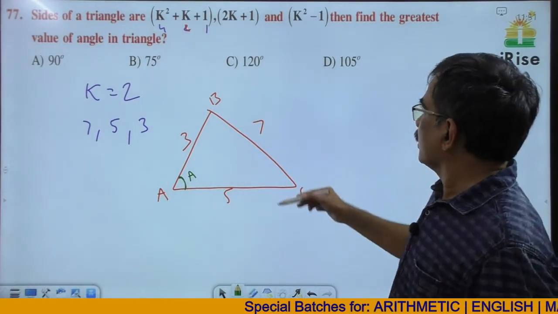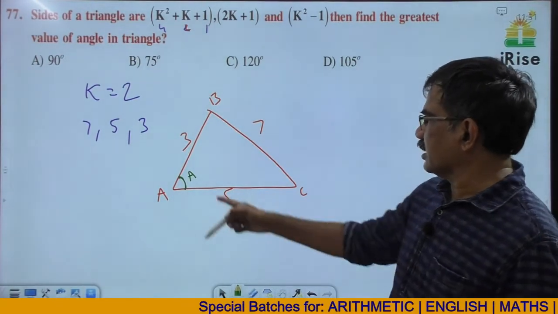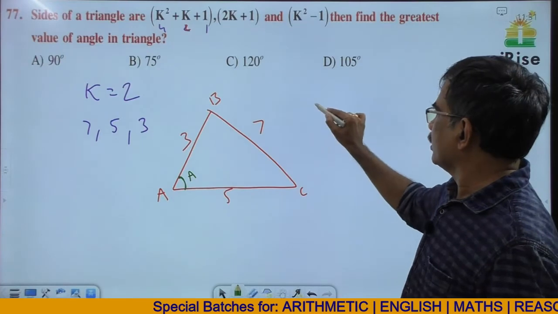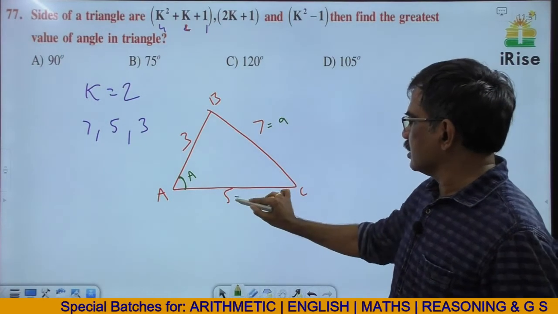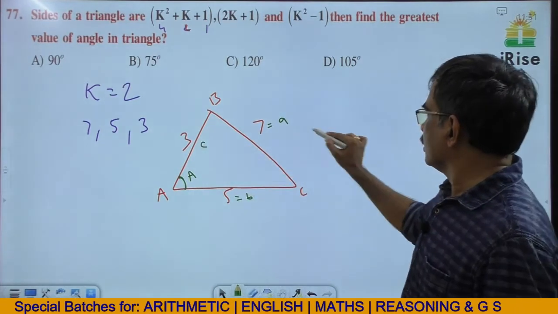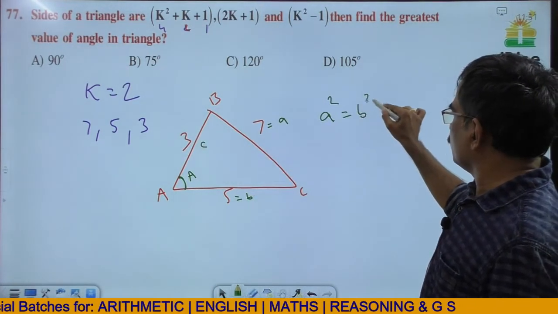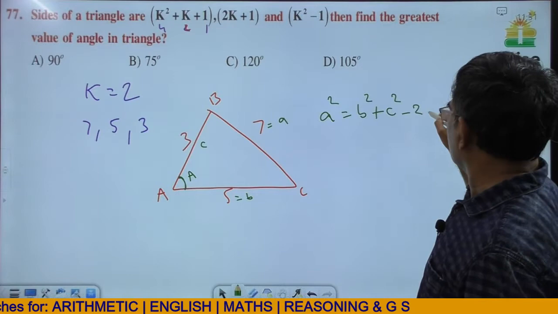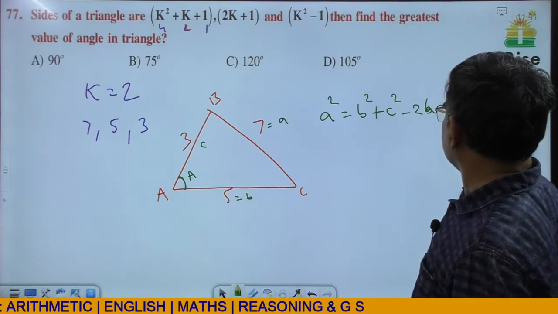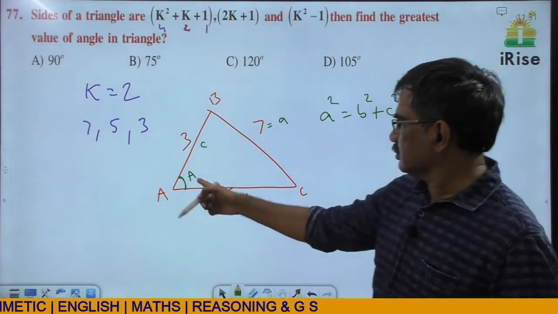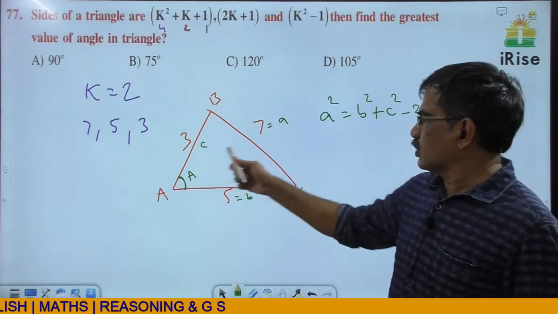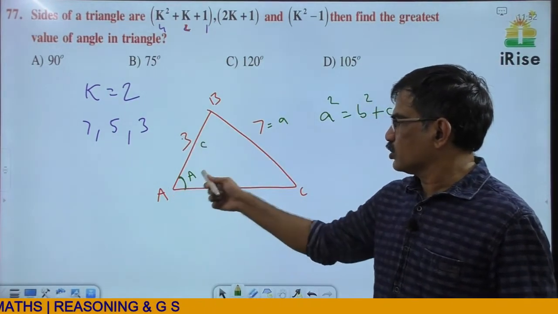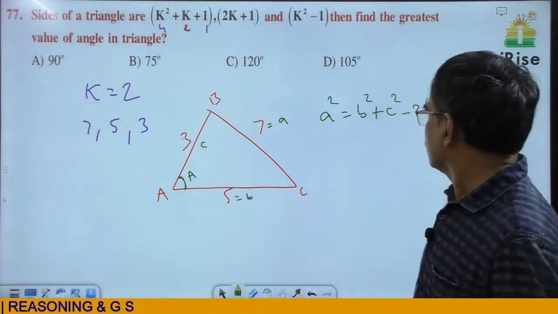So therefore I want to find the angle. To find the angle A, apply the formula. I want to consider this as a, this as b, this as c. a square is equal to b square plus c square minus 2bc cos A. Two adjacent sides, included angle.